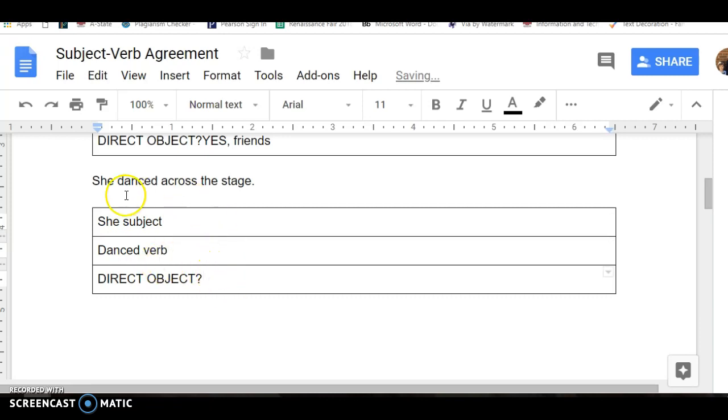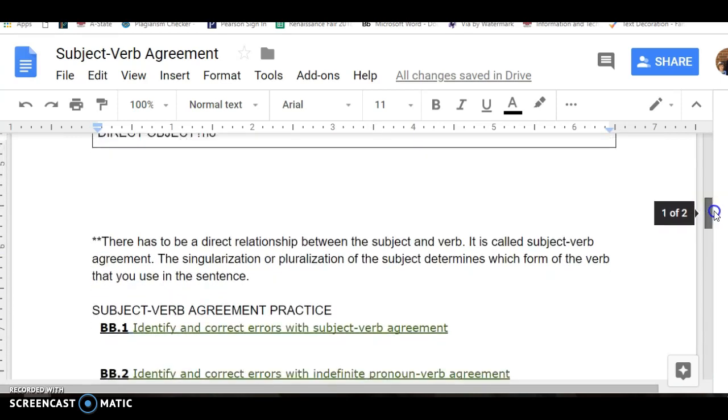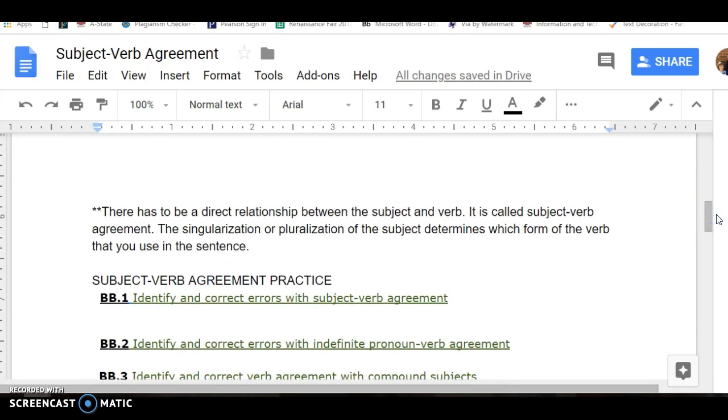Do you have a direct object? Is anybody or anything receiving that action? The answer for this one is no, because it simply just says across the stage, which is a prepositional phrase. And so this sentence could simply stand alone if you just said she danced, because there's no other necessary information to communicate that thought that will come after it. So across the stage is really just a prepositional phrase. So you don't have a direct object in that sentence. So there has to be that direct relationship between the subject and the verb, and that's what subject-verb agreement is all about.